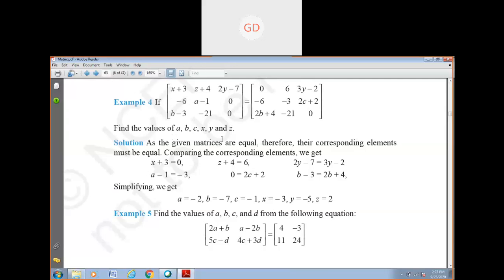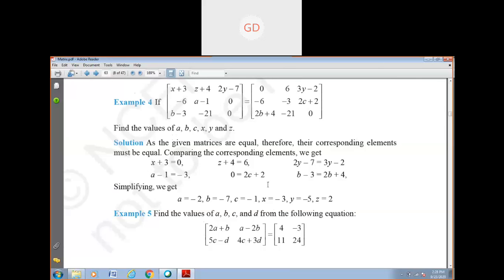x plus 3 is equal to 0, from this we can write x is equal to minus 3. z plus 4 is equal to 6, so directly you can write z is equal to 6 minus 4, that is 2. And twice y minus 7 is equal to thrice y minus 2. From this relation, only the single variable y is here, so we can find the value of y: it is plus 2, so minus 5, so y will be minus 5.